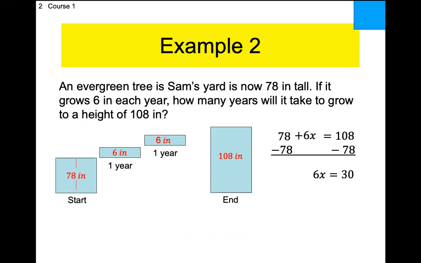I'll do that math for you very quickly. Last step, you divide both sides by 6. X equals 5. And therefore x equals 5. Now what does that 5 represent? 5 inches? Years. It will take 5 years for our tree to grow to 108 inches.